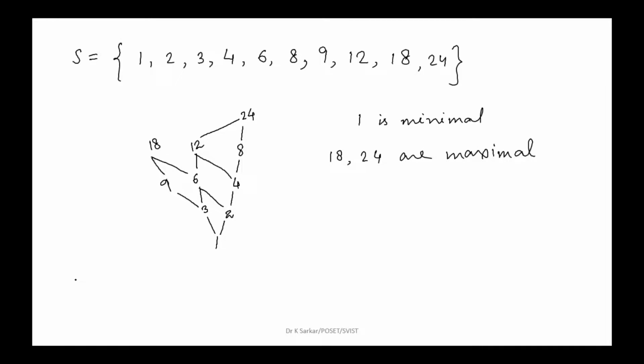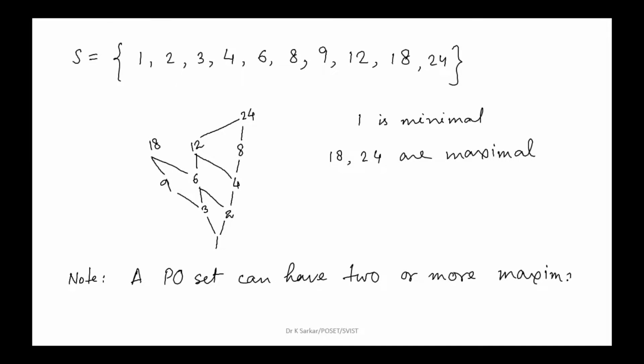Here you note that a poset can have two or more maximal and minimal elements.